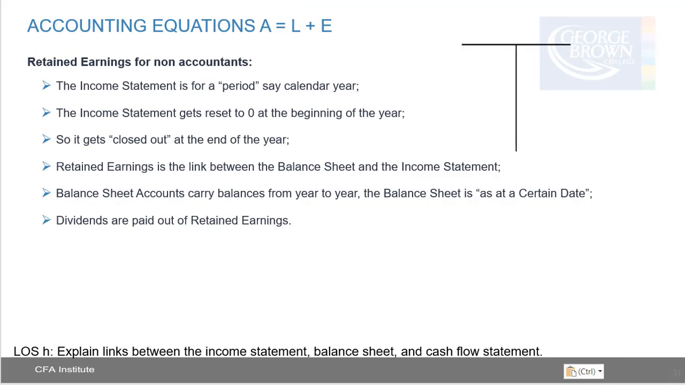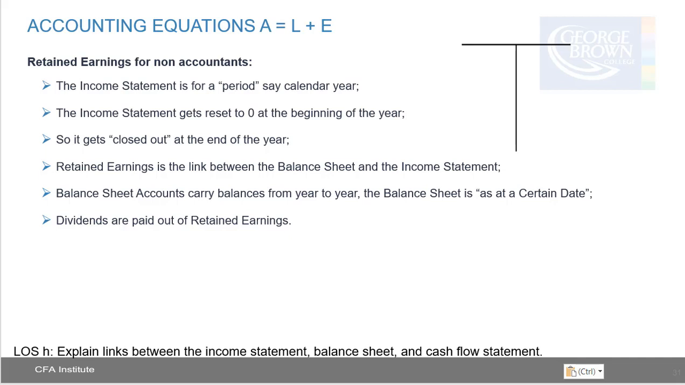Just a quick slide on retained earnings. So just to emphasize, the income statement is for a period, say a calendar year. So we saw that for ABC Company, the income statement was for 20X2. Therefore, the income statement gets reset to 0 at the beginning of the following year. For 20X3, there's no revenues yet. There's no expenses. So then at the end of the year, it gets what's called closed out. It gets reset back to 0.